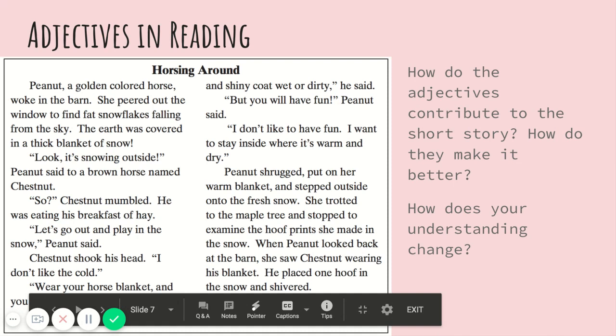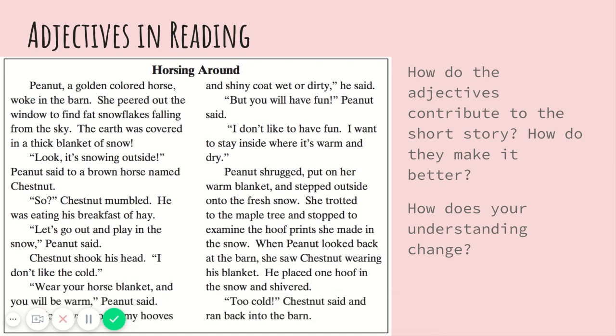Let's talk for a second about adjectives in reading. How do adjectives contribute to the short story that we're about to read, and how do they make it better? Another question you can ask yourself is, how does your understanding of the story change because of the adjectives?